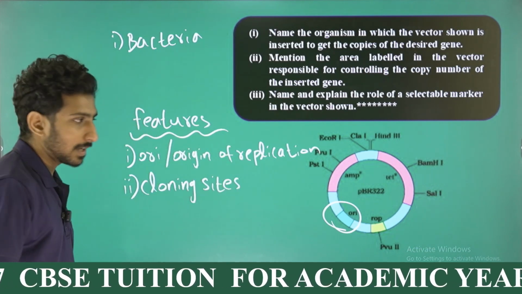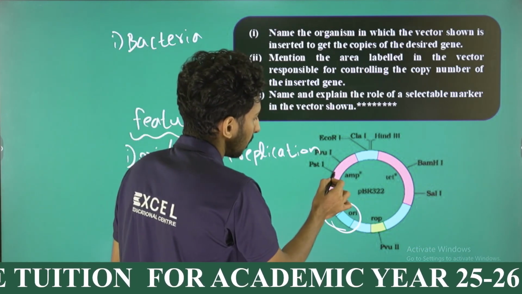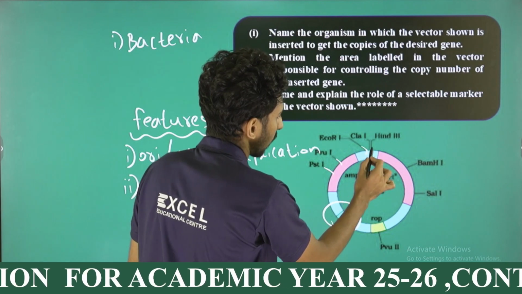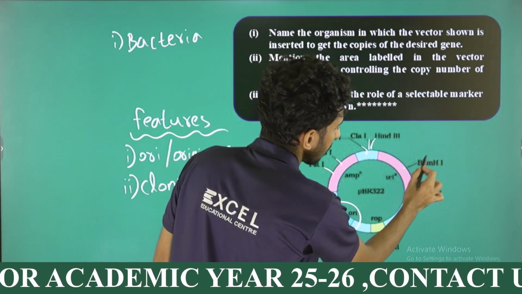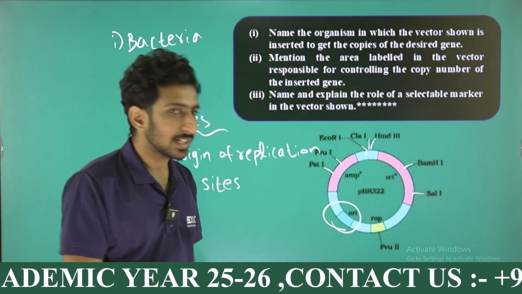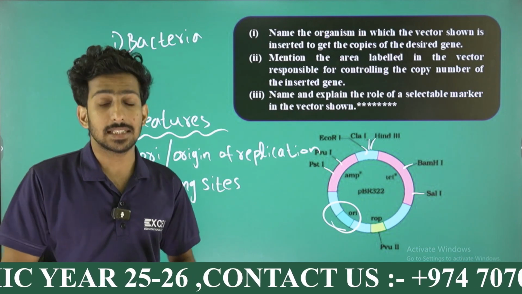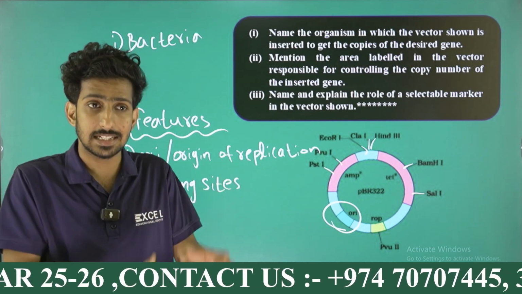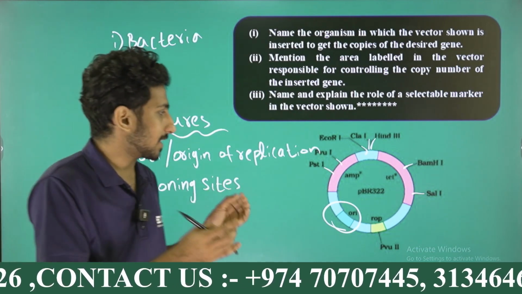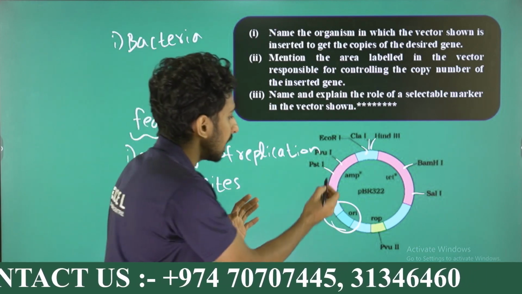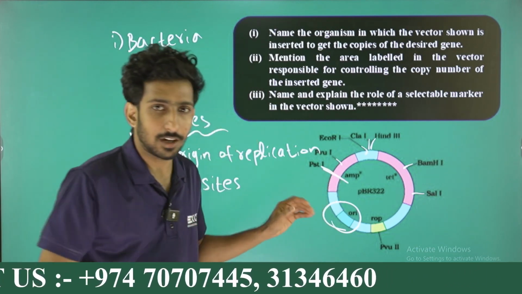Cloning sites. Cloning sites are these: PstI, PvuI, EcoRI, ClaI, HindIII, BamHI, SalI. These are cloning sites. Cloning sites are the restriction sites for restriction enzymes. The restriction enzymes will come and cut in their specific cloning sites.